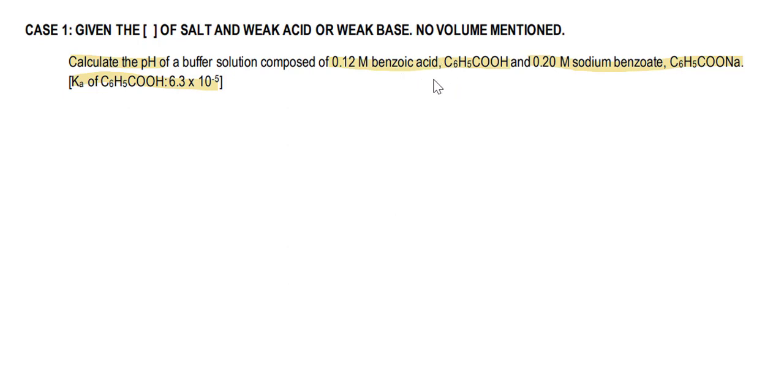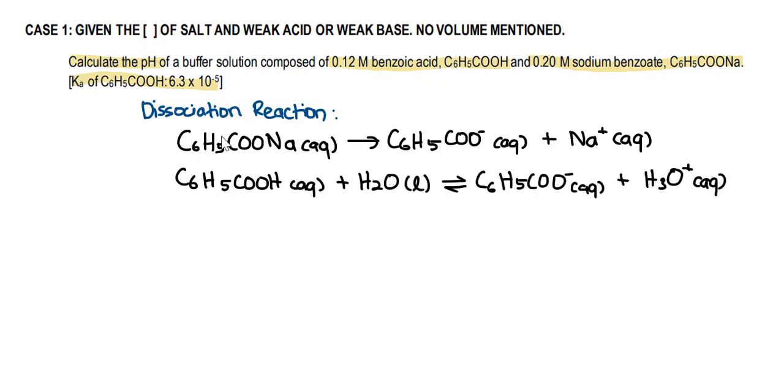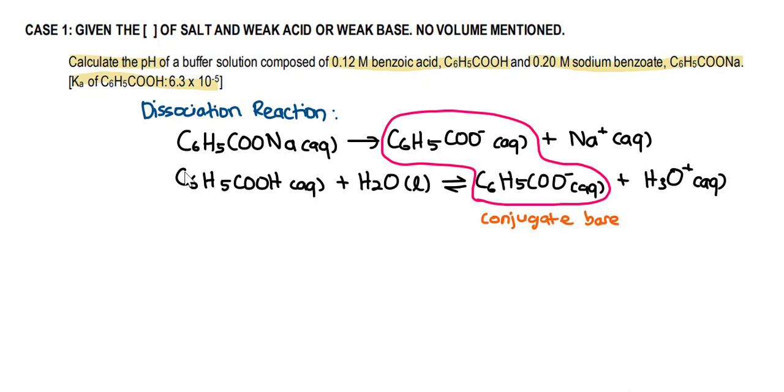Okay, so it means that benzoic acid is a weak acid. First step, write down the dissociation reaction for both acid and salt. Sodium benzoate is a salt which will dissociate in water completely to form benzoate ion and sodium ion, while the benzoic acid, which is a weak acid, slightly dissociates into benzoate ion and hydronium ion. Since we have a weak acid and salt that contain the same conjugate base, this solution is a buffer solution. We have here the conjugate base, which is our basic species, and the weak acid as our acidic species. So our solution here is an acidic buffer solution.